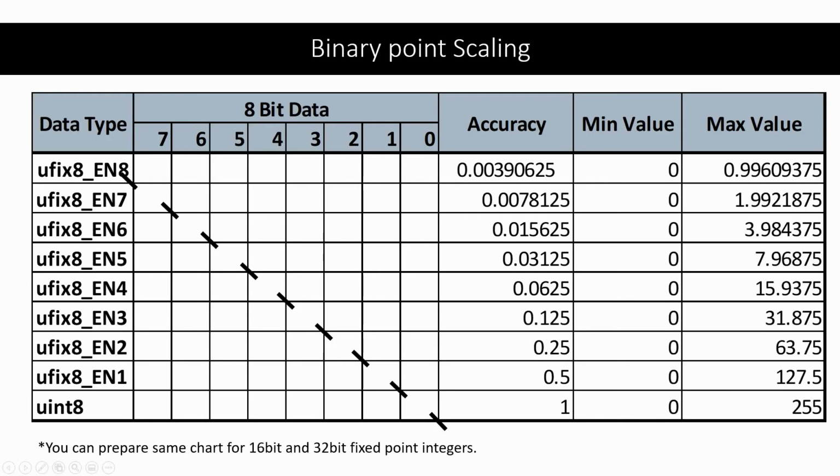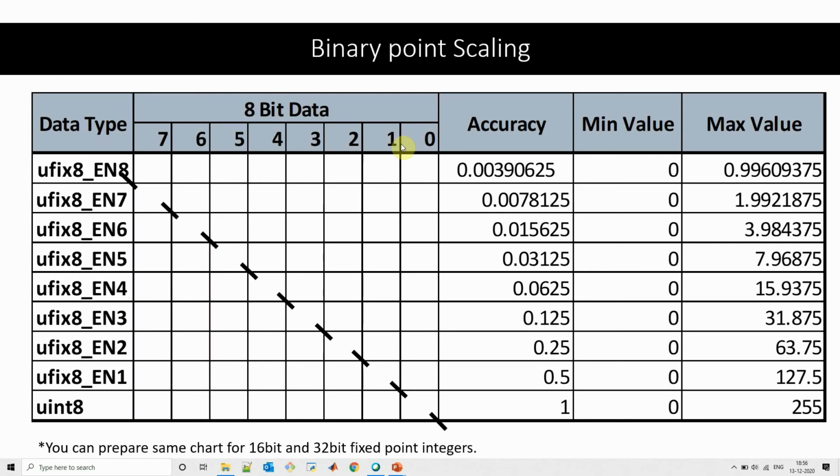Next is binary point scaling. In binary point scaling, a binary point or a decimal point is moved within required word length. So in this case, bits of integer data type are divided into fixed part and fractional part. We can represent signed and unsigned numbers with different data types. In MATLAB, unsigned fixed point data type starts with UFIX and signed data type starts with SFIX.